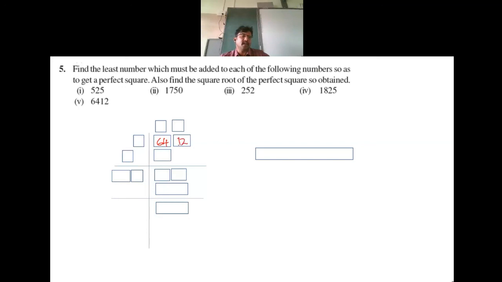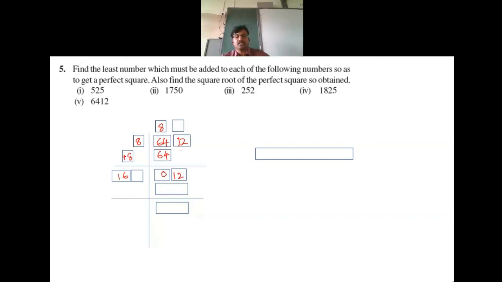I will tell another simple way. You just look at this number 6412. 64 is one group, 12 is another group. The nearest square number is 64 exactly. 8 8s are 64. 8 plus 8 is 16. Now we need to take this 12. 12 is a very small number.